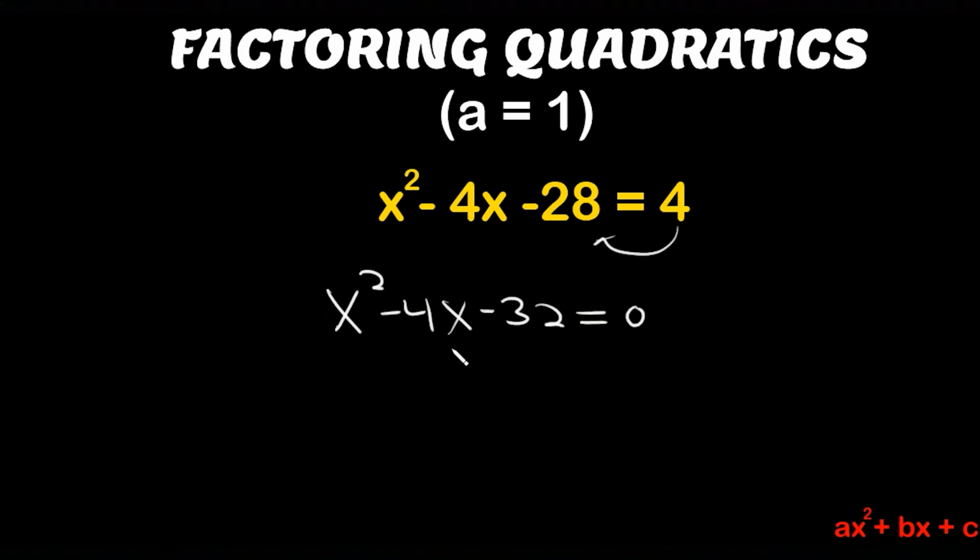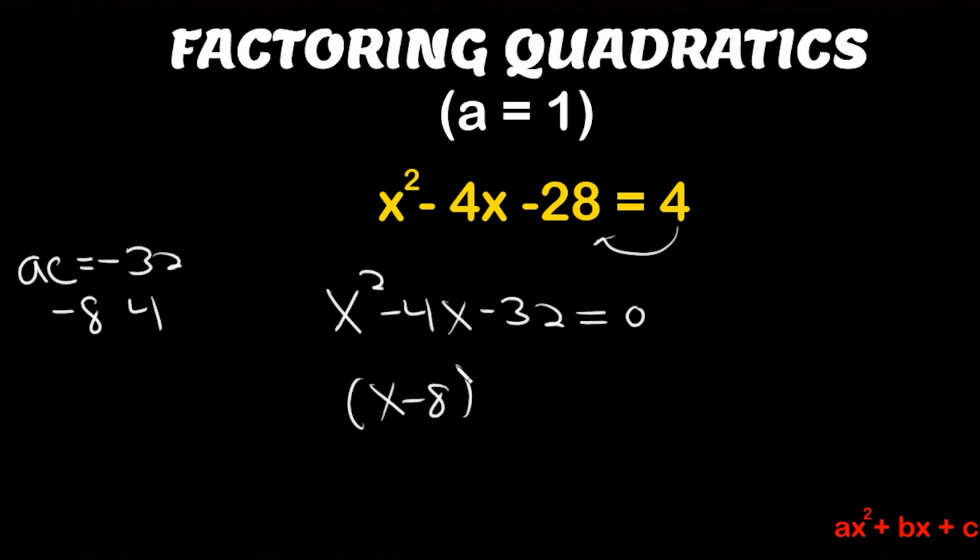Okay? So from here, can you pull out a greatest common factor? You cannot. So we're going to go right into the AC method. So a times c, that's going to be 1 times -32. That's -32. So 2 numbers when I multiply will give me -32, but add up to -4. Well, that's going to be a -8 and a +4. Okay, when I multiply them, -32. When I add them, -4. Let's put it right in factored form. I get x minus 8 and x plus 4.